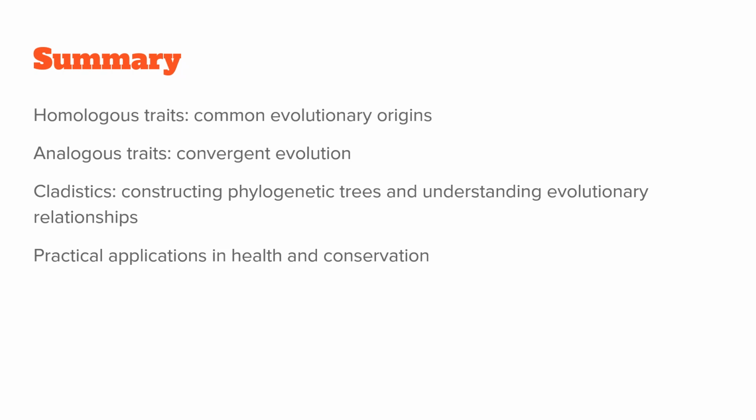Homologous traits point to shared ancestry, while analogous traits reflect convergent evolution. Cladistics sorts life into clades, revealing evolutionary relationships. Maximum parsimony keeps our hypotheses simple yet powerful. Together, these tools allow scientists to reconstruct life's history and apply that knowledge, from conserving species to fighting diseases.